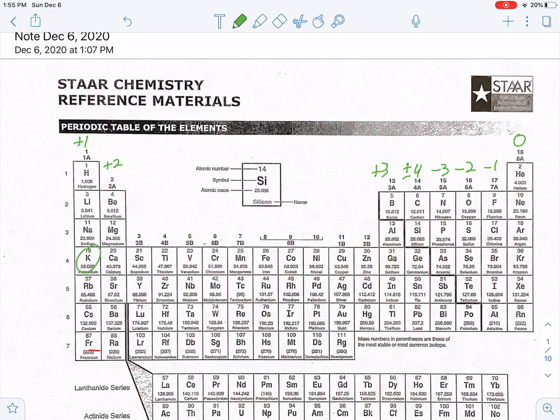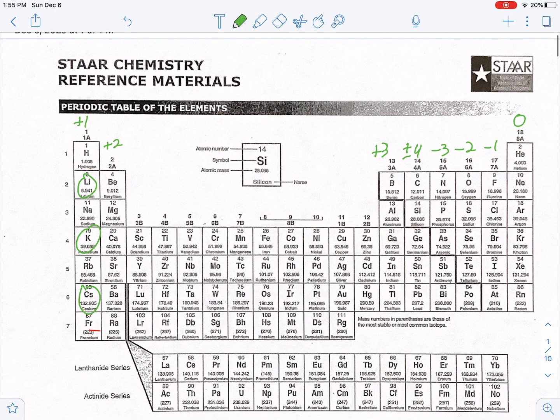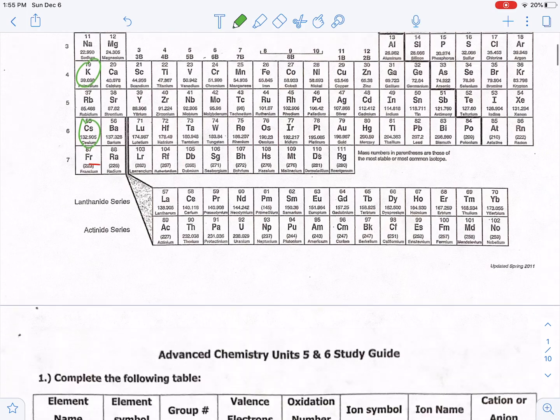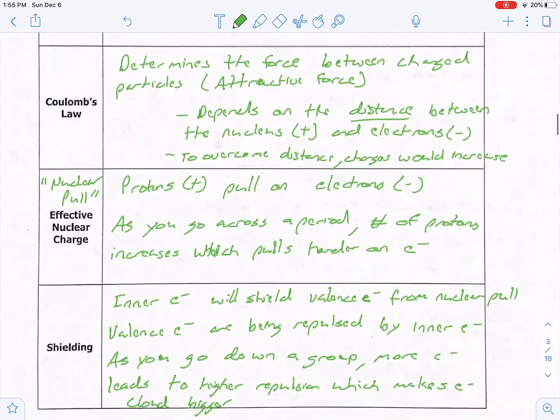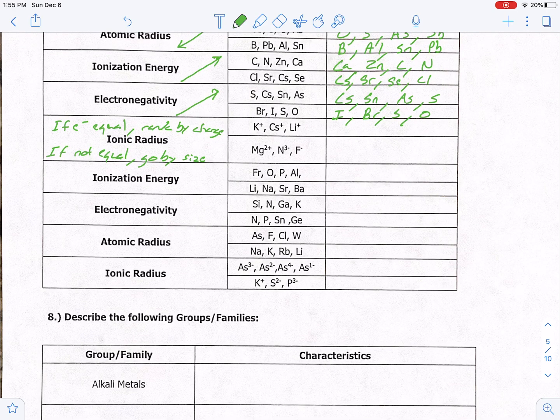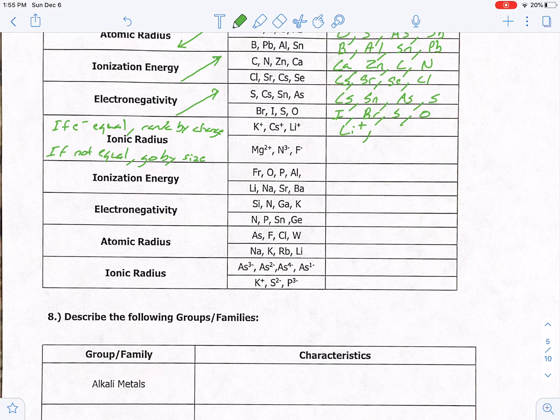So K+, Cs+, and Li+. Even though they all have the same plus charge, you're just going to rank them based on size at this point because they don't have the same number of electrons. Lithium is definitely going to be the smallest, followed by potassium, and then cesium. So Li+ would be the smallest, followed by K+, then Cs+.